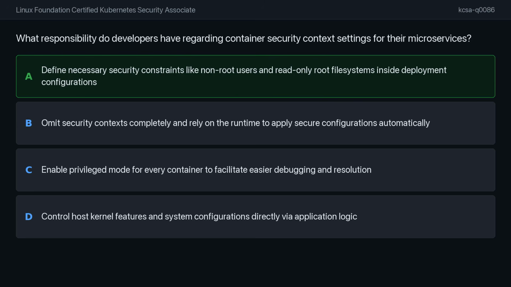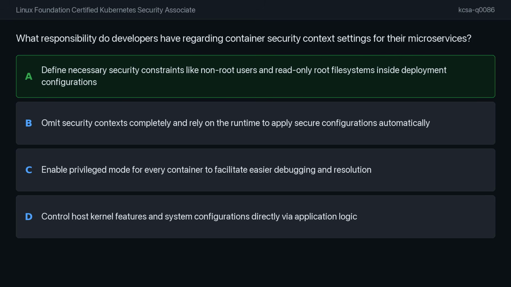In my view, the correct answer is option A. This approach is correct because developers are best positioned to understand their application's specific operational needs. By explicitly declaring security constraints, such as running as a non-root user or utilizing a read-only root file system within the deployment manifests, developers ensure their applications adhere to the principle of least privilege, preventing unauthorized actions at the container level.